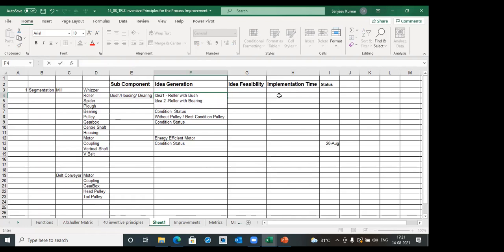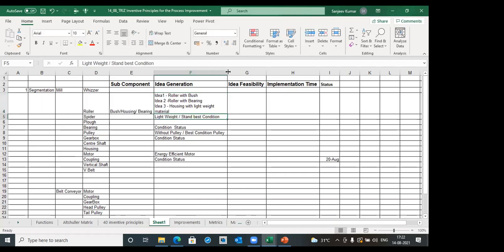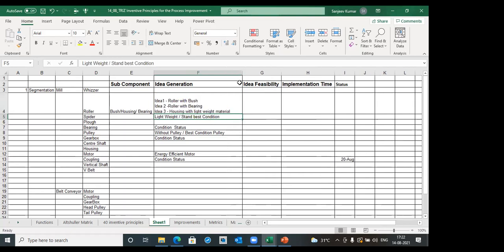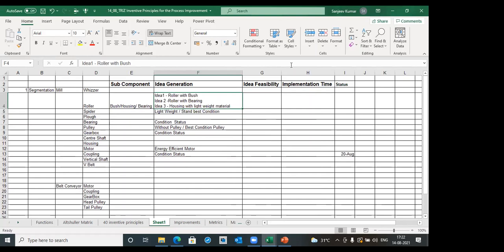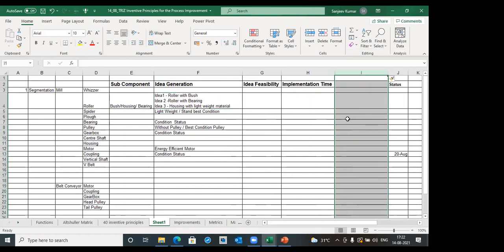Now what you have to do is see the feasibility, whether idea 1 is feasible, idea 2 is feasible, idea 3 is feasible. Once the feasibility is done, you see which is feasible and what is the time required to implement. And again, you put the savings also. What is the cost savings? After implementation time, you put the savings.